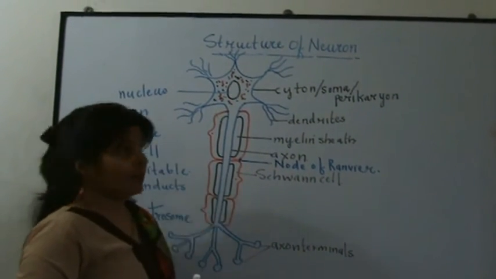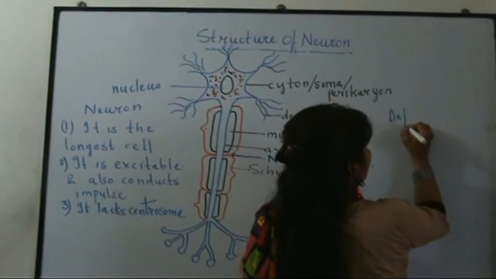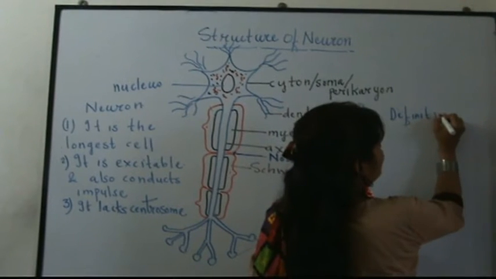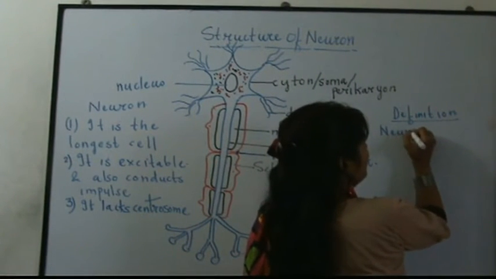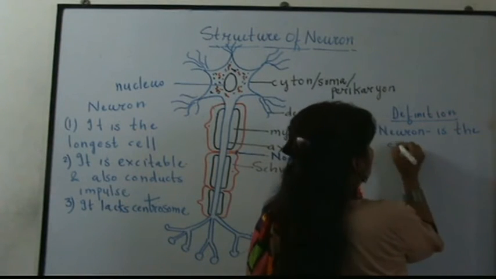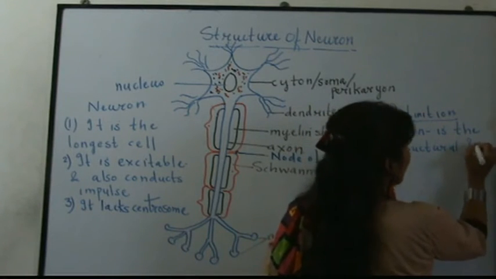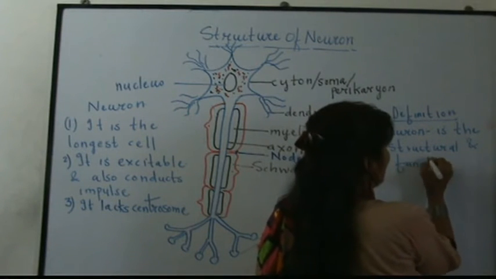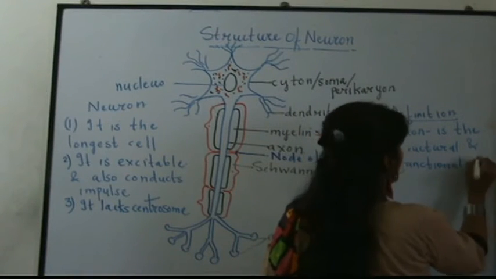Now, neurons, as I define them, are the structure. Let's write the definition over here. Definition of neuron. Neuron is the structural and functional unit of nervous system.